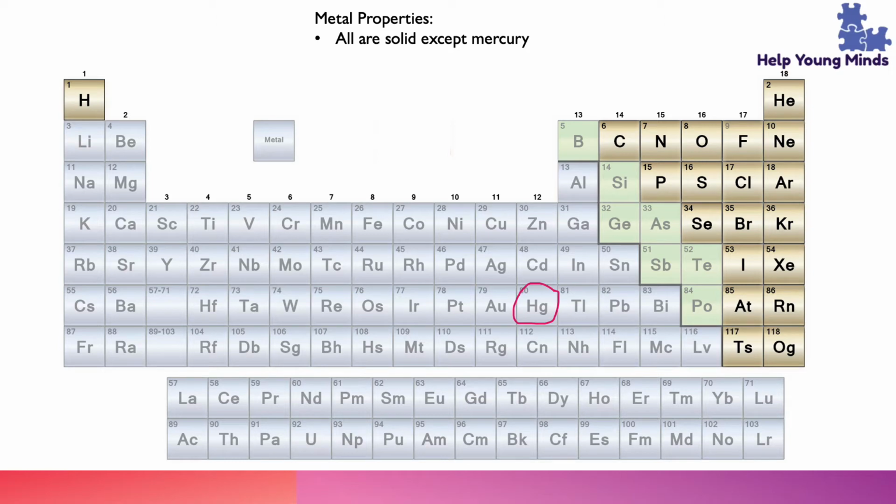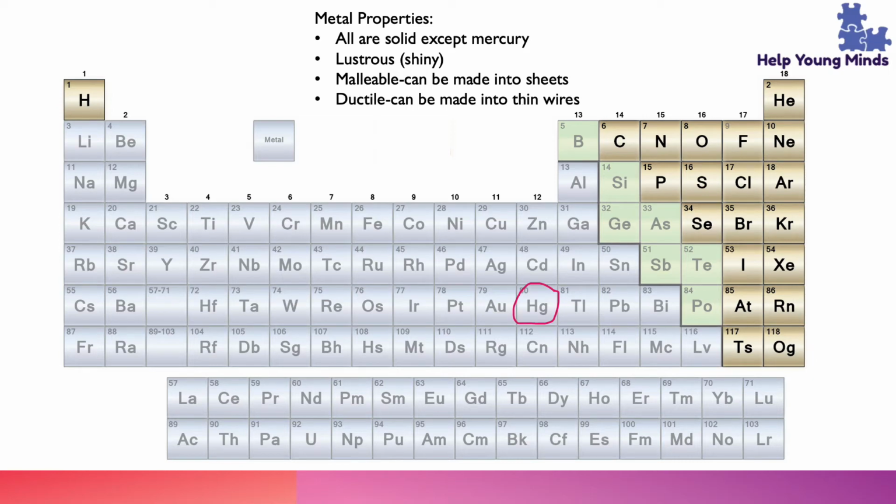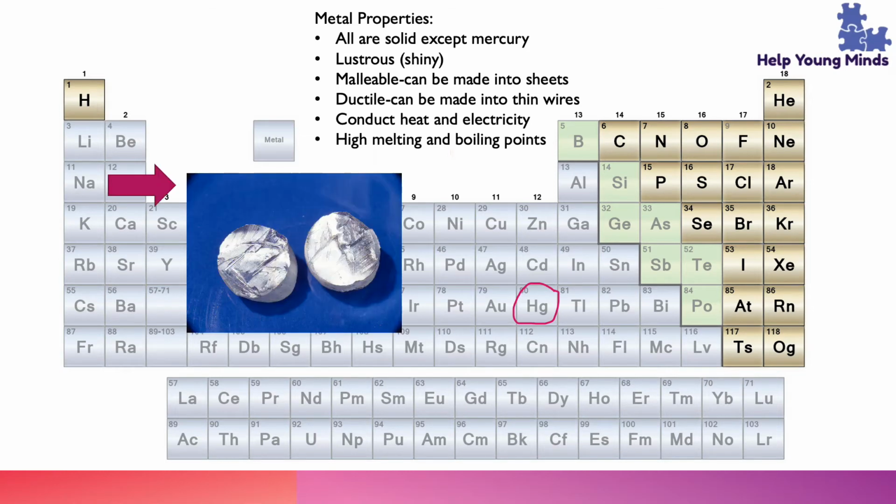One of the properties is that they're all solid at standard temperature and pressure, other than mercury, which I have circled in red, which is a liquid at standard temperature and pressure. They're all very lustrous, which means that they're shiny. They're malleable, so they can be hammered into sheets without crumbling. They're ductile, so they can be stretched into thin wires without breaking apart. And they conduct heat and electricity very well. They also have very high melting and boiling points.